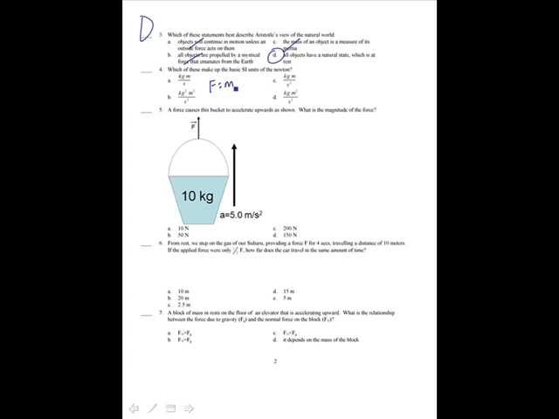Which of these make up the basic SI units for the Newton? F equals ma. That's kilogram meters per second squared. Looks like that is C for number 4.